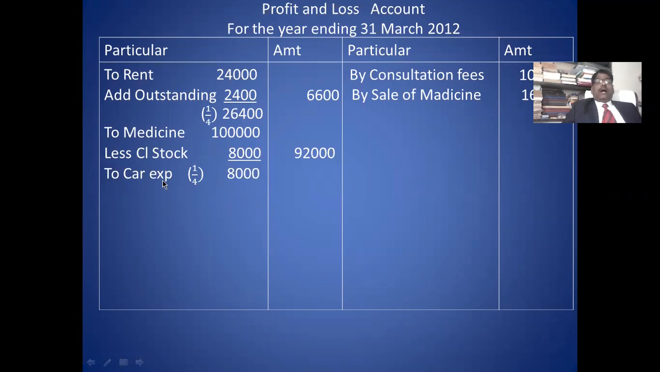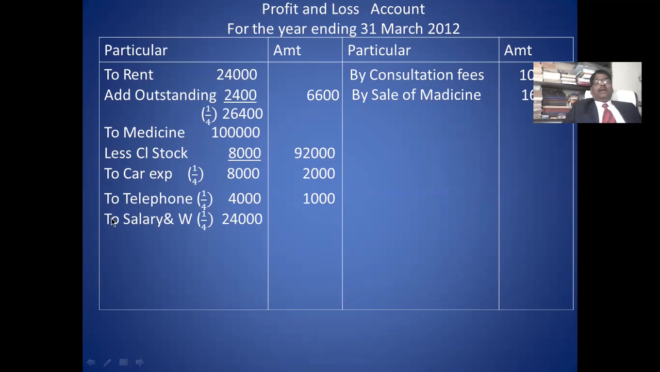Then you take the car expense. Car expense is 8,000. Out of 8,000 you take only 1/4 related to profession. Next is telephone expense. Telephone expense is 4,000. Out of this 4,000 you take 1/4 only. 1/4 of 4,000 is 1,000. Then next is salary and wages. Salary and wages is 24,000. Out of 24,000 you take 1/4. 1/4 of this is 6,000.